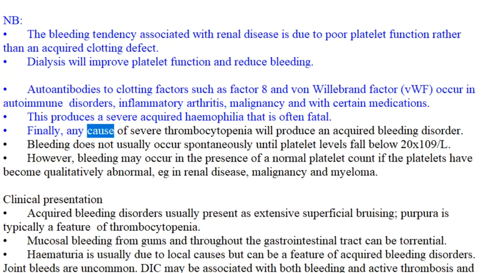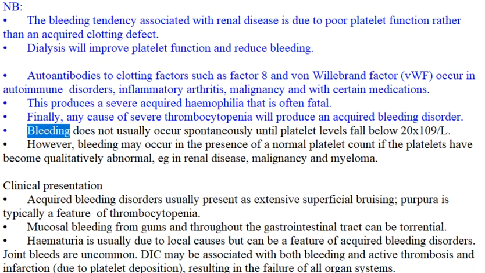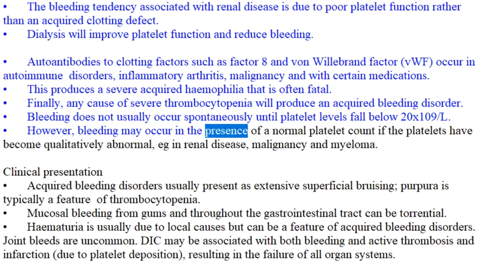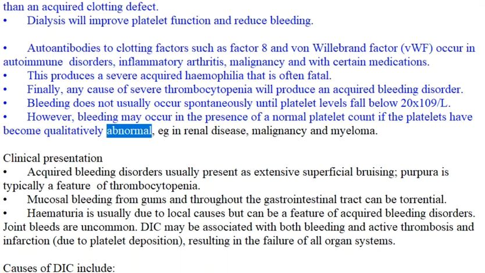Finally, any cause of severe thrombocytopenia will produce an acquired bleeding disorder. Bleeding does not usually occur spontaneously until platelet levels fall below 20x10^9/L. However, bleeding may occur in the presence of a normal platelet count if the platelets have become qualitatively abnormal, e.g. in renal disease, malignancy, and myeloma.